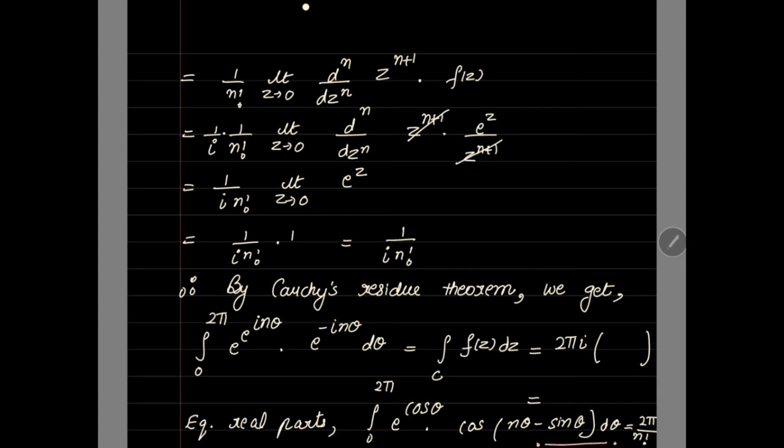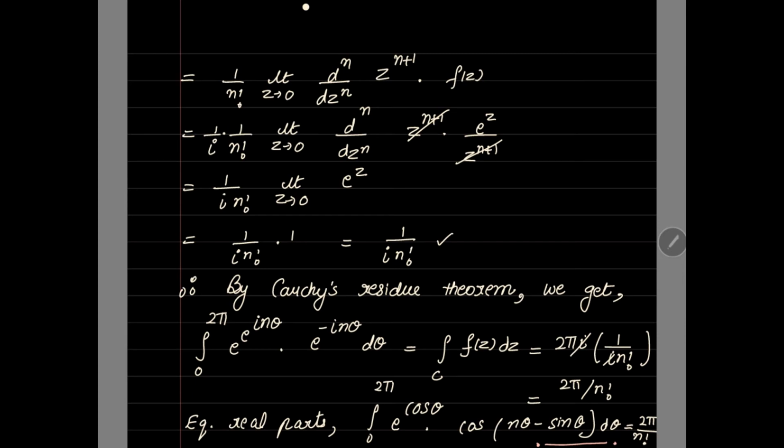This is the residue. So now applying the Cauchy residue theorem, we get this integral of f of z dz equal to 2 pi iota times the calculated residue of f of z having the pole of order n plus 1, which is lying inside the circle. So it is 2 pi iota times the calculated residue, and I have calculated the residue as 1 over iota n factorial. Iota is cancelled with this iota, and this will be 2 pi over n factorial.